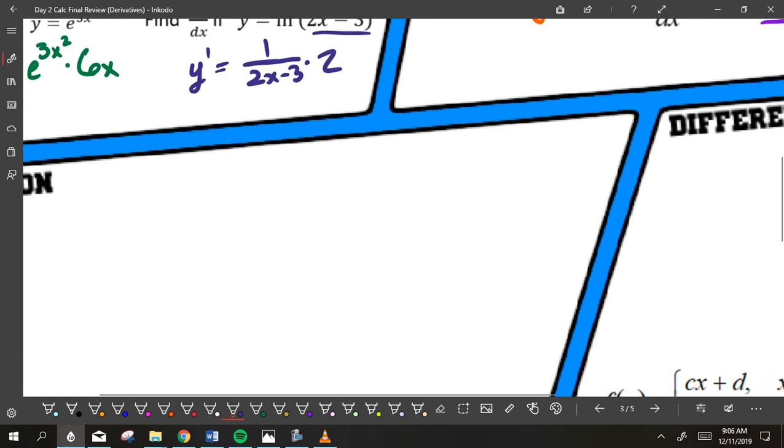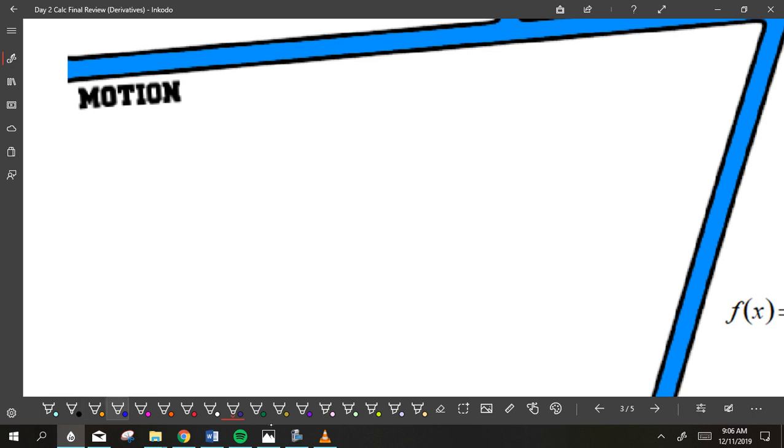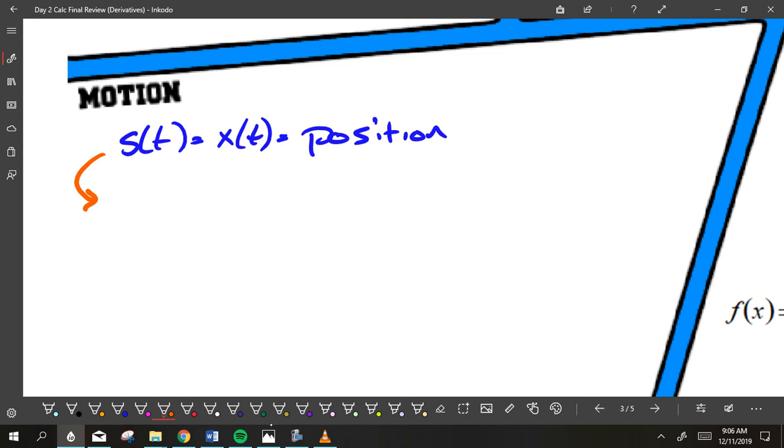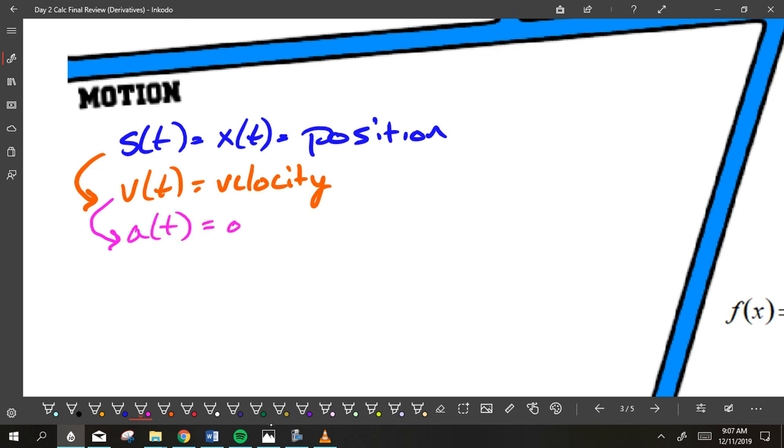Down below, let's talk about motion. A lot of these things you already know, but let's just make sure we're aware of them. S of t, or sometimes they might use x of t, they go back and forth, but that means position for a problem. If I take the derivative of position, that's V of t, velocity. And if I take the derivative of velocity, that's A of t, or acceleration. It's things you already know, but I'm just going to write them down anyways.